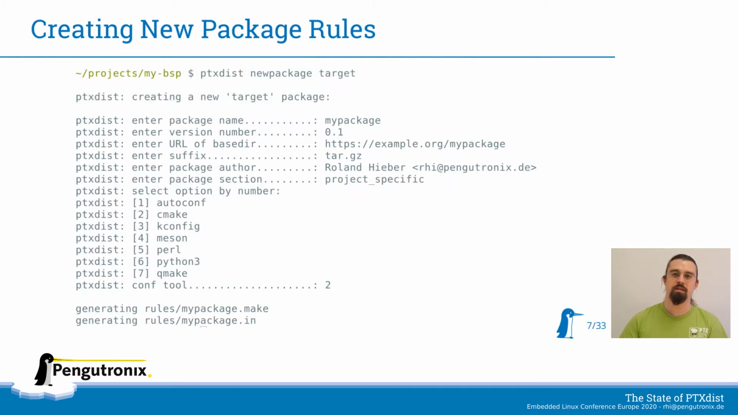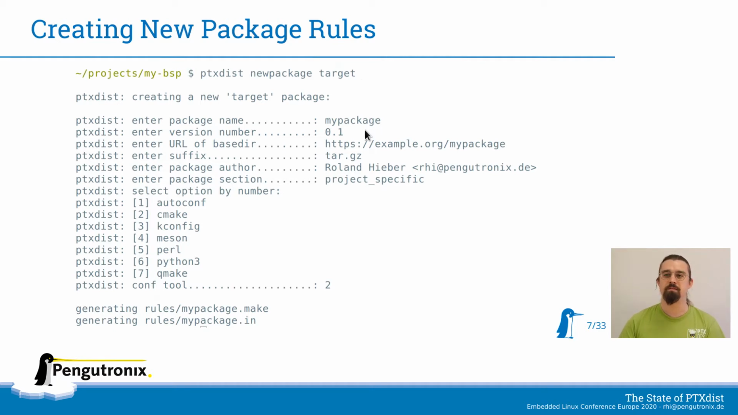And there's a nice wizard in PTXdist for creating new packages, because I think in upstream PTXdist there are about 900 packages prepackaged, but you will probably have some software that you want to use on your target that is not packaged upstream in PTXdist. So you have to do this yourself. And you can just use this PTXdist new package wizard to create a new target package.